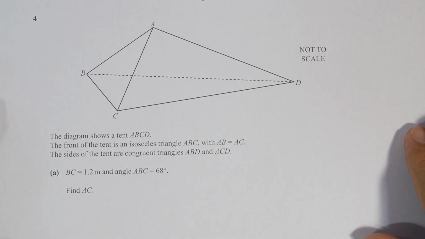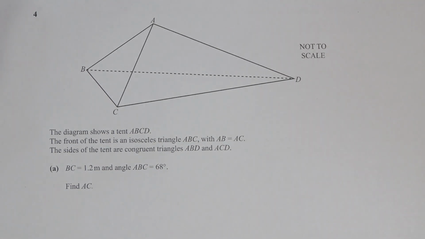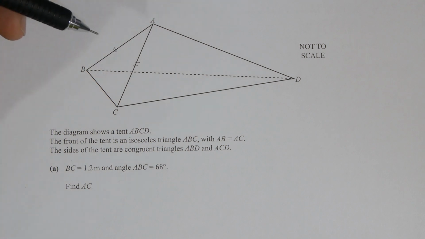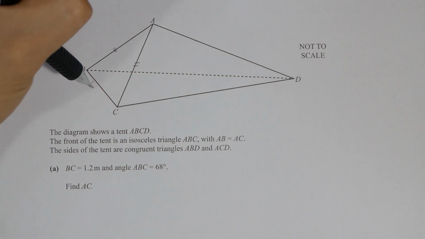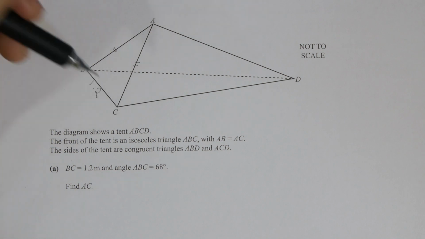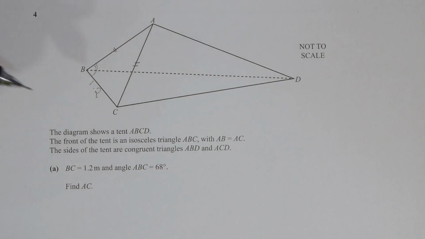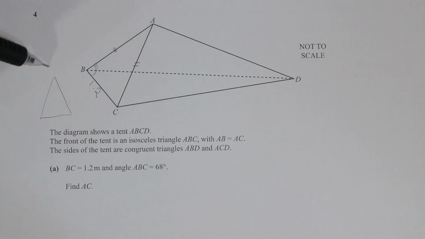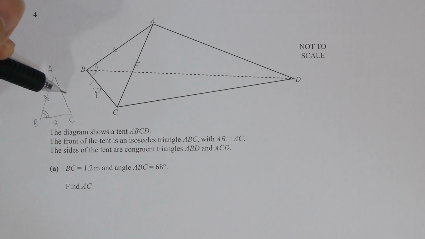Next question, question 4. So first things first, the key information given is that AB is equivalent to AC. Okay, because it is an isosceles triangle. Hence 68. ABC's angle will be 68 and ACB will be 68 as well. So the remaining angle BAC will actually be 44.